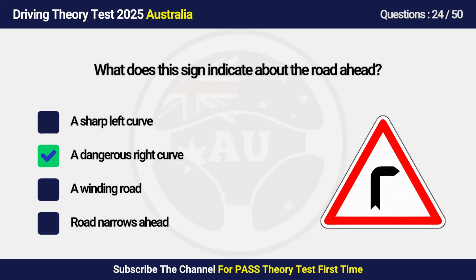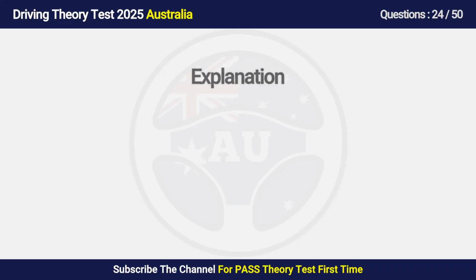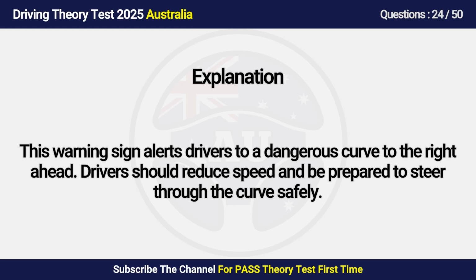Answer is B. A dangerous right curve. This warning sign alerts drivers to a dangerous curve to the right ahead. Drivers should reduce speed and be prepared to steer through the curve safely.